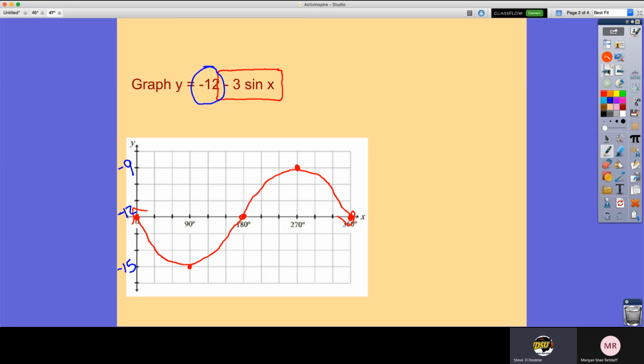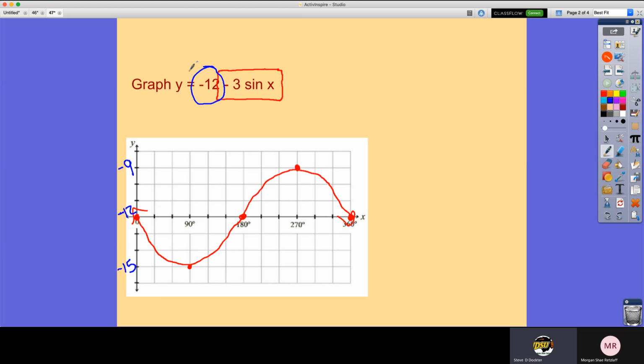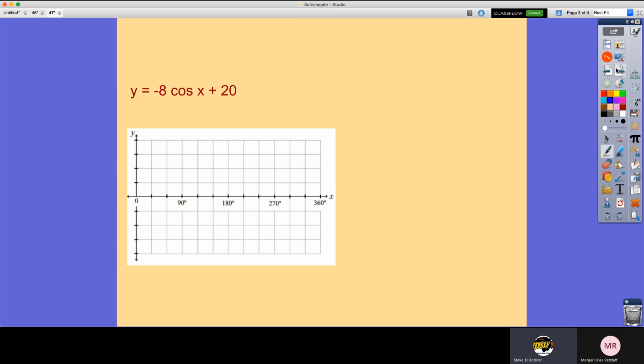Okay, but you would also see it like this. Okay, whenever there are no parentheses there, that means it's a vertical shift. So how much you're going up or down. Okay, it could be at the end, like here, or it could be at the beginning, like this one is here. All right. Questions on graphing these vertical translations here?